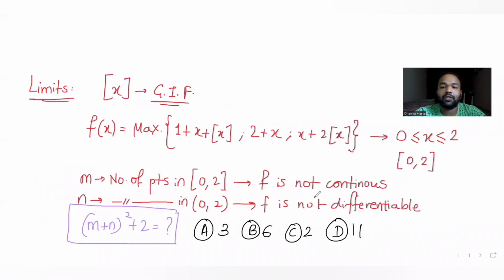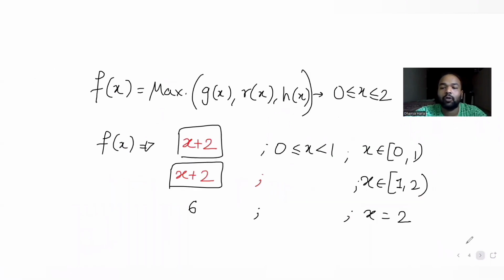If we talk about n, we have been given that it is the number of points where the function is not differentiable, but they have asked us to find the number of points in the open interval of 0 to 2. So the open interval is x greater than 0 and less than 2, where the function is not differentiable. They have asked us to find how many points there are.